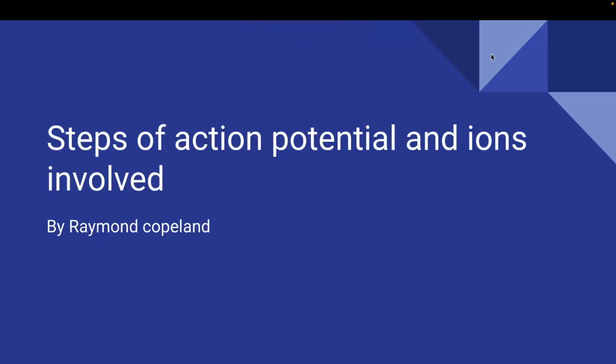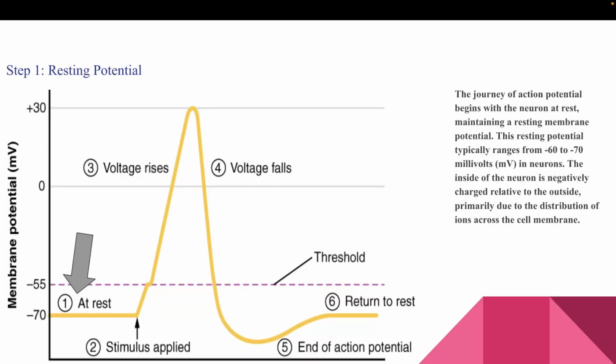My name is Raymond, and these are the steps of action potential and ions involved. The action potential is a fundamental process through which neurons communicate within the nervous system, enabling the transmission of electrical signals along their length. This complex sequence of events involves the orchestrated movement of ions across the neuron's membrane, orchestrated by specialized ion channels.